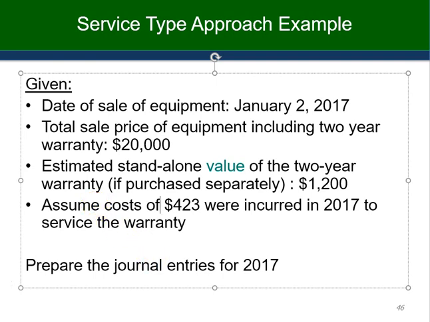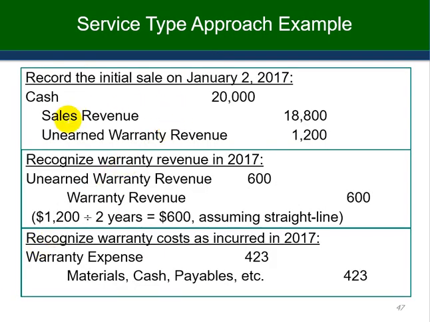So the journal entries are like this. We get cash of $20,000. $18,800 of that is sales revenue for selling the equipment. And then we've got a $1,200 future obligation, unearned warranty revenue, for the remainder. After the first year has passed, we record a reduction in the unearned warranty revenue, debit $600, and record an increase in the warranty revenue, which we've earned, of $600.